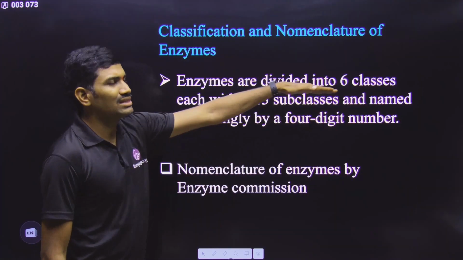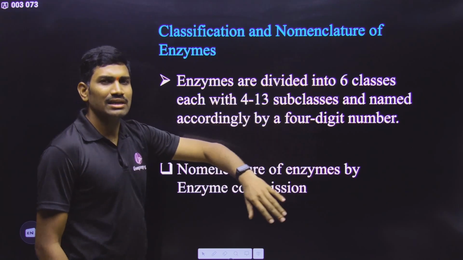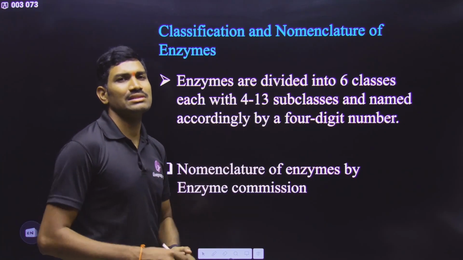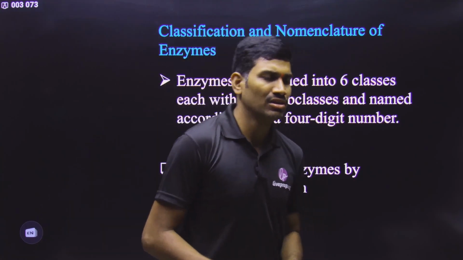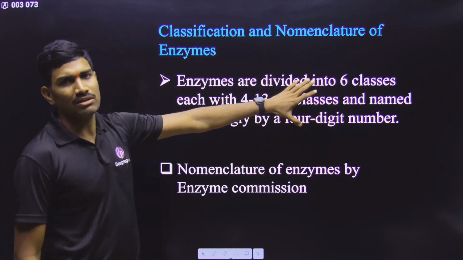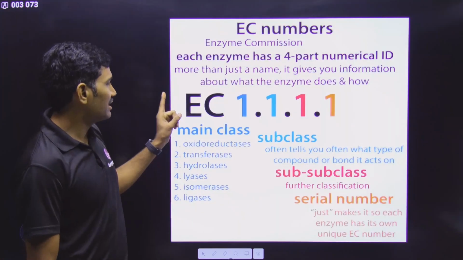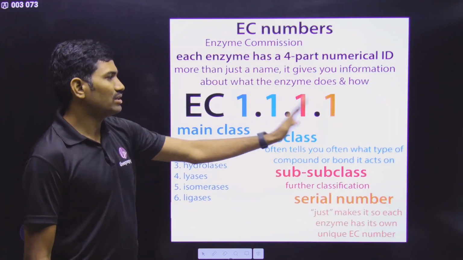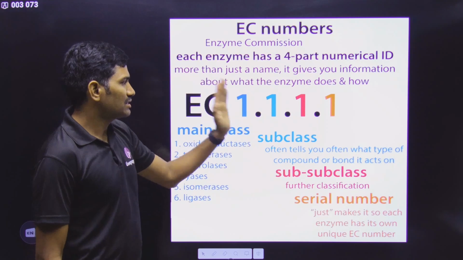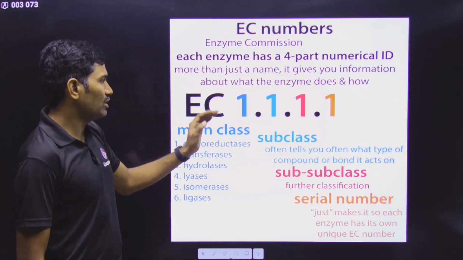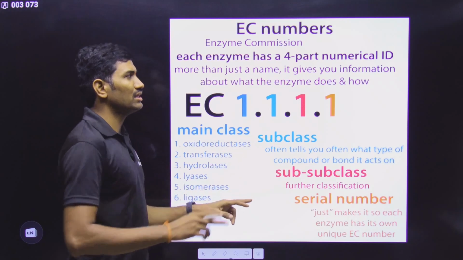So there are 6 classes, and in each class, depending on the class size, there are again 4 to 12 different subclasses based on categories. Clear? Enzyme Commission has given this, that's why EC will be there, and then 4 digits. First one is class, second one subclass, third one subclass, last one serial number, and we are focusing only on the first one. And here also there is a fixed sequence.